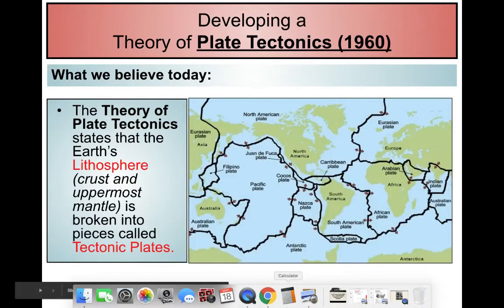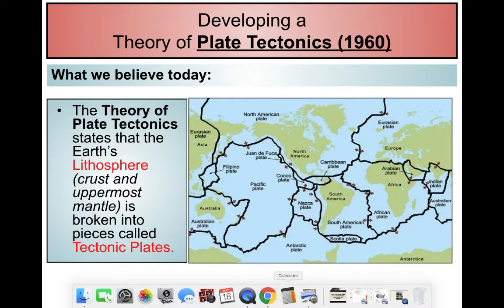It's May 18th. It's Monday, and we are going to move forward and develop an understanding of the theory of plate tectonics. This is what we believe today. We believe that the Earth's lithosphere, the crust and the uppermost mantle, is broken into these huge slabs we call tectonic plates. Those tectonic plates are made of both oceanic and continental crust in addition to the uppermost mantle that is located underneath the crust.